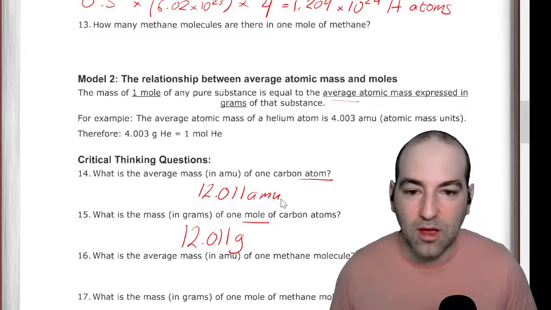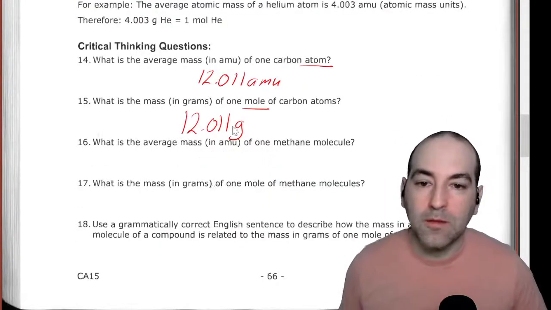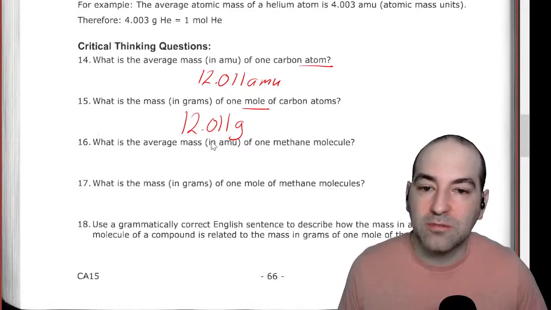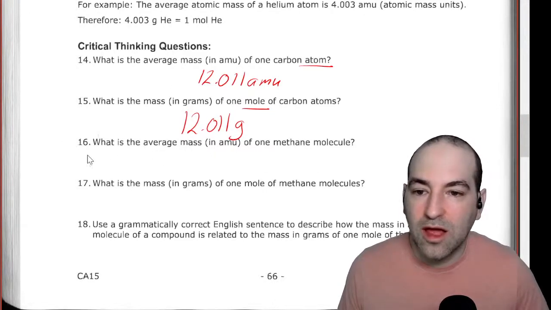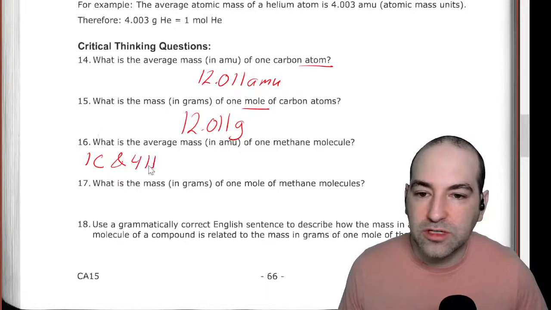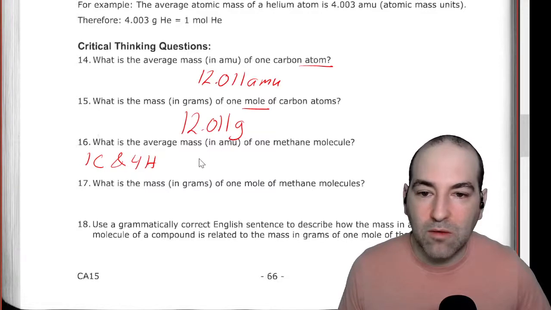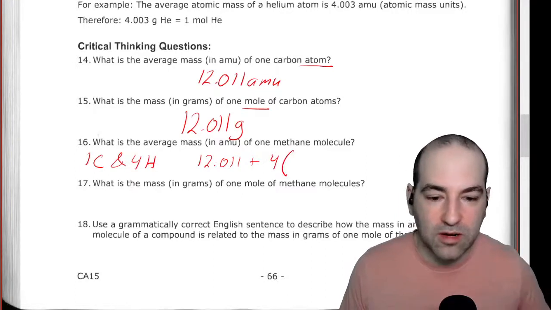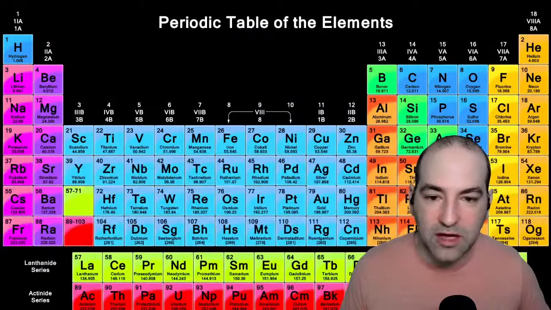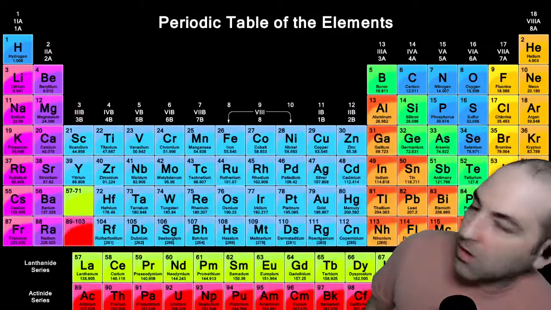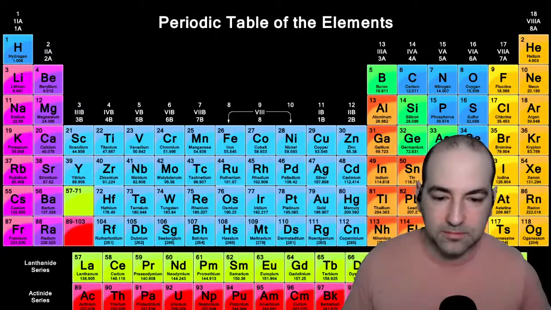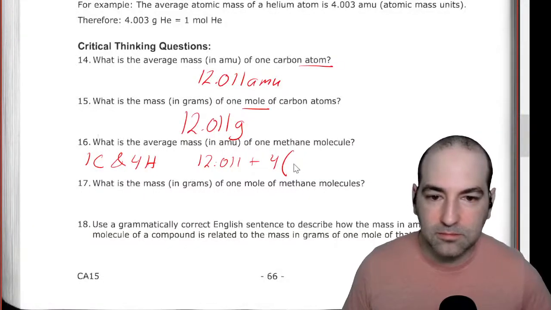All right. Now, when we do that for molecules, all we have to do is add those up for all the atoms in the molecules. So a methane molecule has 1 carbon and 4 hydrogens. To add up the total average mass in AMUs of that one molecule, we're going to take the 12.011 from the carbon and add that to 4 of hydrogen, whatever that is. So let's look that up. And we see hydrogen over there is 1.008. And that's AMUs also.